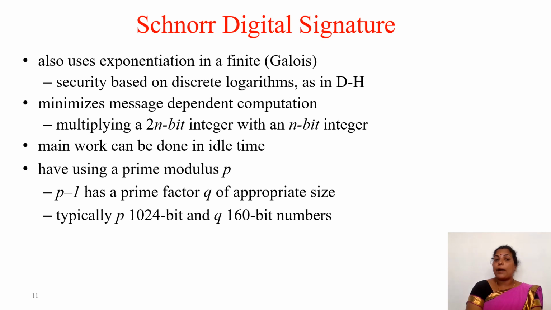It uses a prime modulus P, such that P minus 1 has a prime factor Q of appropriate size. Typically P is a 1024 bit and Q is a 160 bit number. Generally it is used.